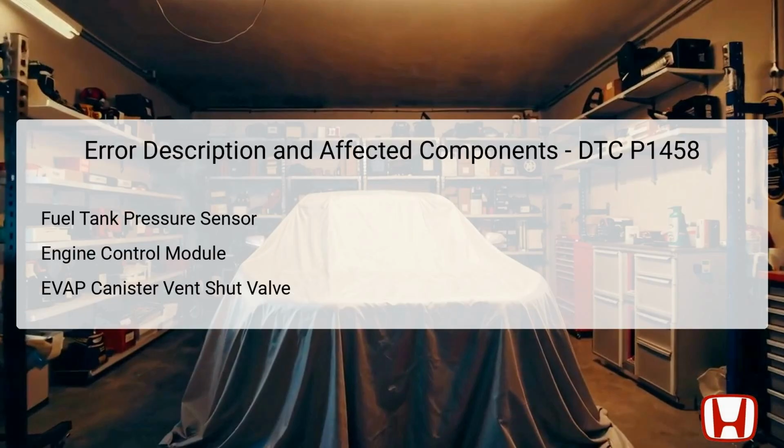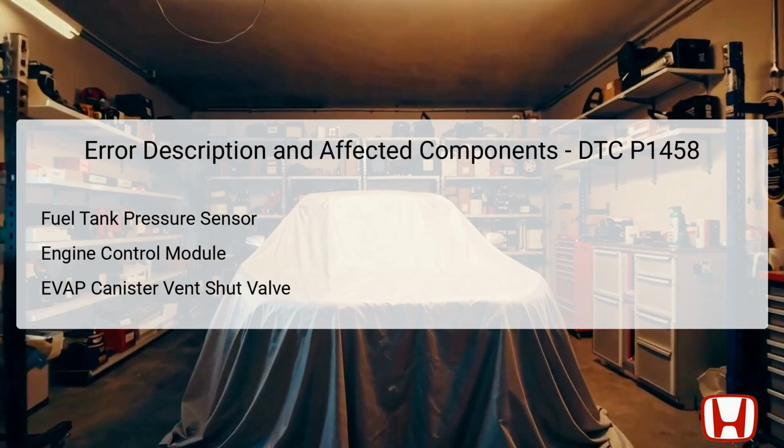The primary component indicated by DTC P1458 is the fuel tank pressure, FTP sensor, which is primarily located on the fuel tank. Its role is to measure the vapor pressure inside the tank and relay this information to the engine control module, ECM. The ECM uses this data to manage the fuel vapor emission system effectively. Another critical component is the engine control module, which processes various signals from numerous sensors, including the FTP sensor, and ensures the engine operates within safe parameters.